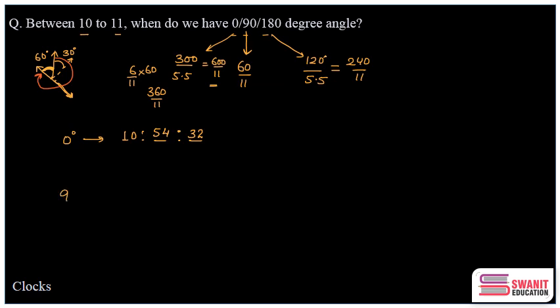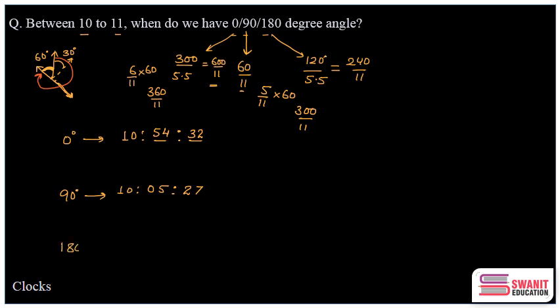How about 90 degrees now? Let's look at 90 degree once again. So it was 60 upon 11. Now since it is 60 upon 11, I'll be getting 10 hours, 5 minutes and 5 by 11 minutes. To convert it into seconds, I have to multiply it with 60. So it becomes 300 by 11. So 11 twos are 22 and sevens are 77.